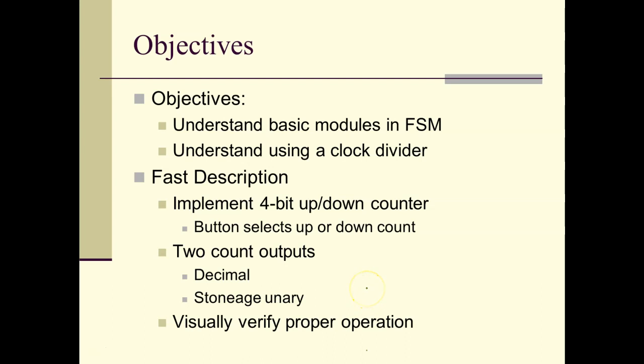Overall, what we're going to do is implement a 4-bit up-down counter, and that means whether a button is pressed or not, it's going to count up and down. Now, this counter has two outputs. It has a decimal output and a Stone Age unary output, and a little bit more on that later. And we're going to verify this not with the simulator, but just visually.